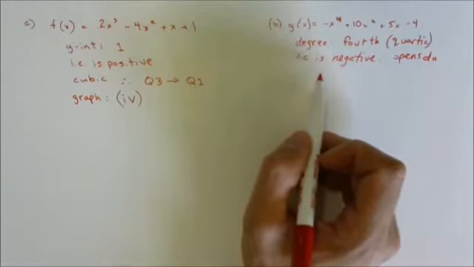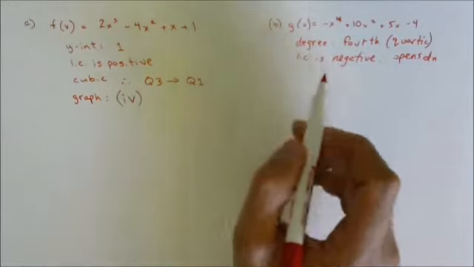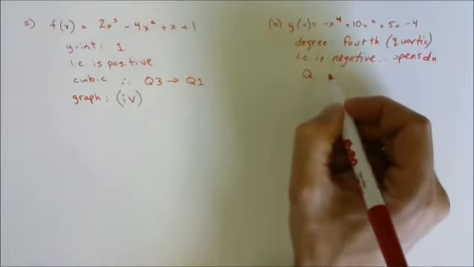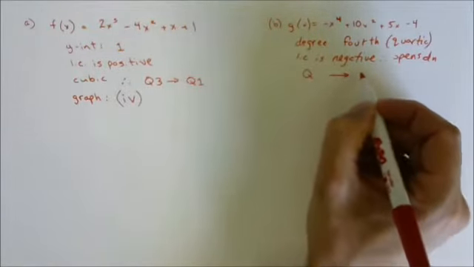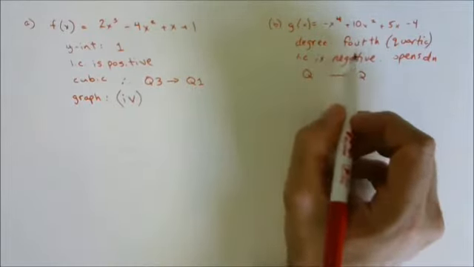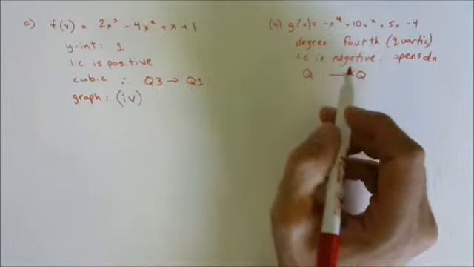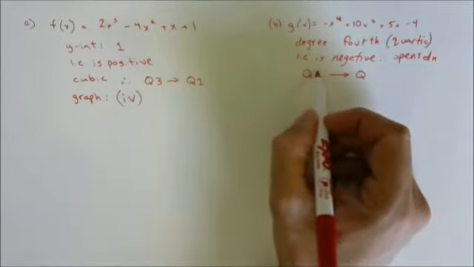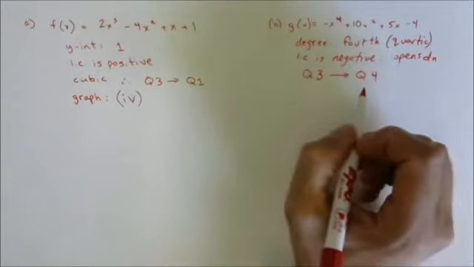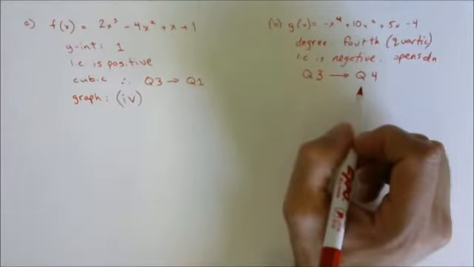End behavior. End behavior, where is it going from? Quadrant. If it's a negative quartic, it goes from quadrant 3 to quadrant 4. Thank you. Very good, very good.